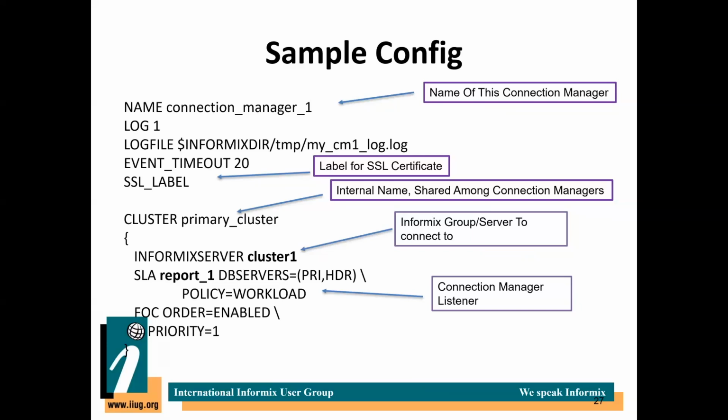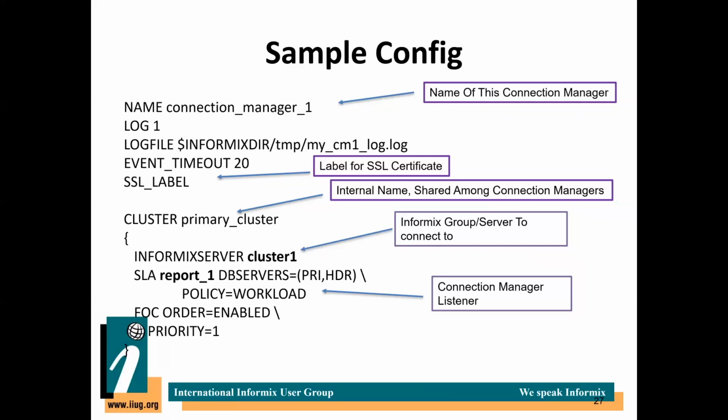The next one is our internal name. So this is a particular cluster or name shared between all of the connection manager instances. As long as all of the instances have the same name for the cluster or the grid or the REPL set, which is ER, it'll know that, okay, these are exactly the same. These are all handled the same.